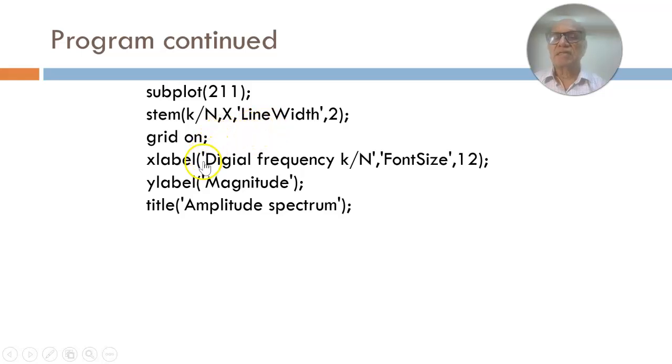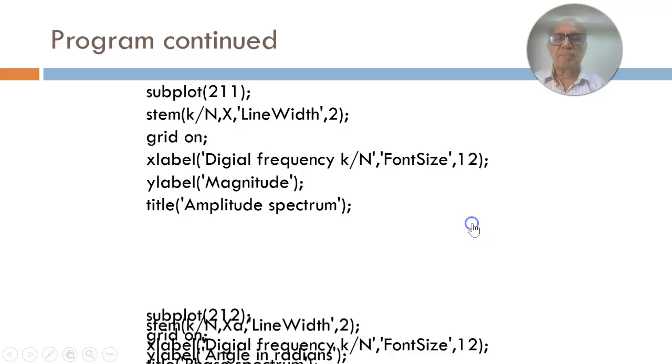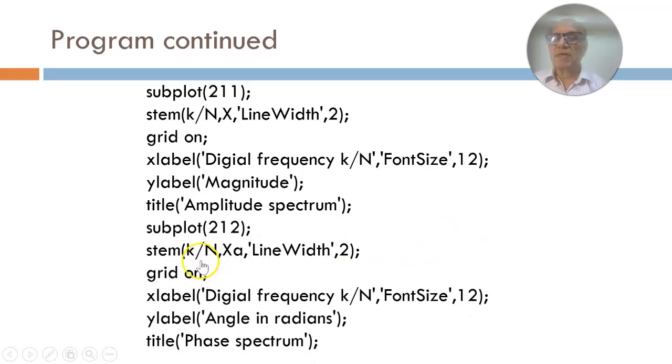This line width, etc. X label, Y label and so on. So we know how to use these statements. So this will plot the amplitude spectrum. Then you plot the phase spectrum. So again K by N, the x-axis is same. But on the y-axis now you plot the angle, so that is XA. And the rest of the statements you already know how to use them.